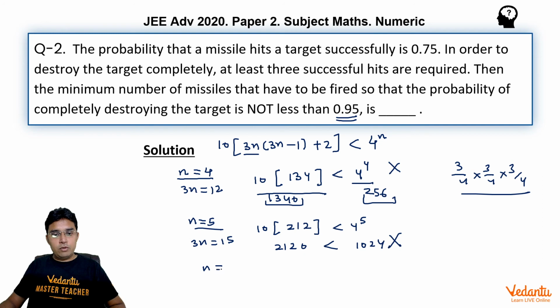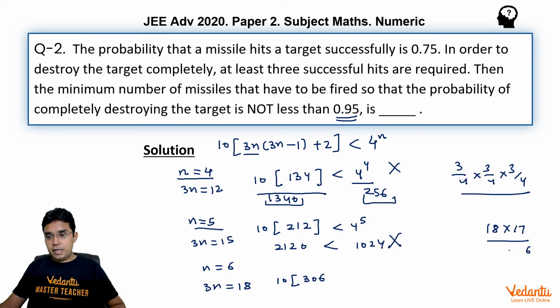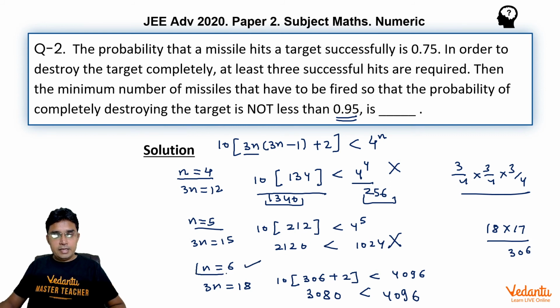Now if we put n is equal to 6, this 3n will be equal to 18. So your left hand side will be 10 into 18 into 17. 18 into 17 is, I think, 306. Let me just check. 17 into 8 is 136, and 17 into 10 is 170, so yes, it is 306. So 306 plus 2 will also be there, and less than, here we will be writing 4096. So you can see this is definitely matching: 3080 on the left hand side and 4096 on the right hand side. So n is equal to 6 is definitely satisfying this relation.